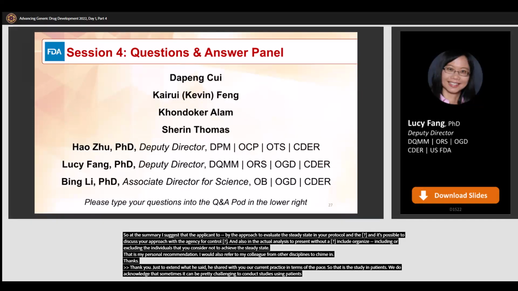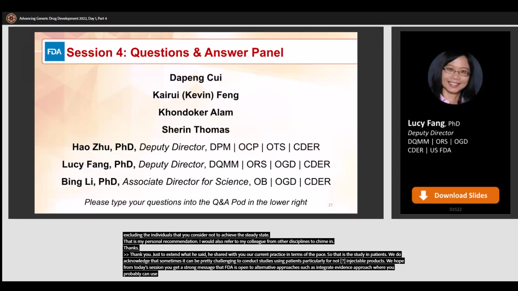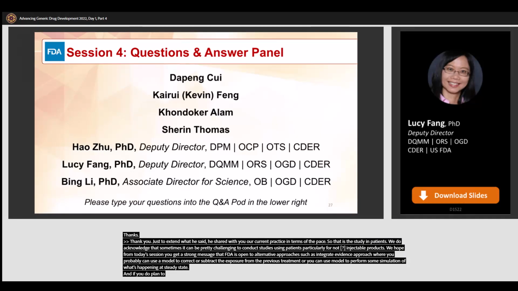So hopefully from today's session, you get a strong message that FDA is open to alternative approaches, such as a model-integrated evidence approach, where you probably can use a model to correct or subtract the drug exposure from the previous treatment, or you can use a model to perform some in silico simulation of what's happening at steady state. And if you do plan to use those model-integrated evidence approaches, we strongly encourage you to talk with FDA before you implement such an approach. Thank you.